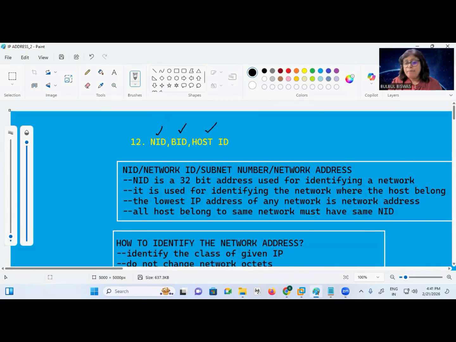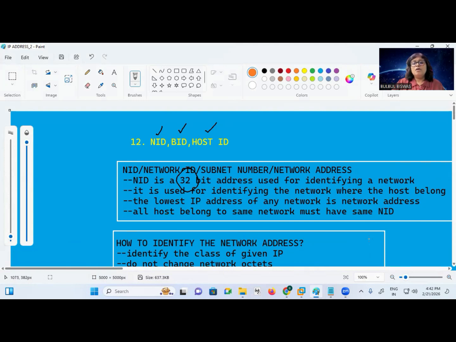What is network ID? Every network has an IP address to identify the network. So this NID is used to identify the network, which is 32-bit only. And every host belonging to a network must have the same NID. In this world, not a single host address is orphan. Every host address has a network address and a broadcast address. So in this networking field, whenever we see an IP address, we must know what the network address of this host address is and what the broadcast address of that host address is.